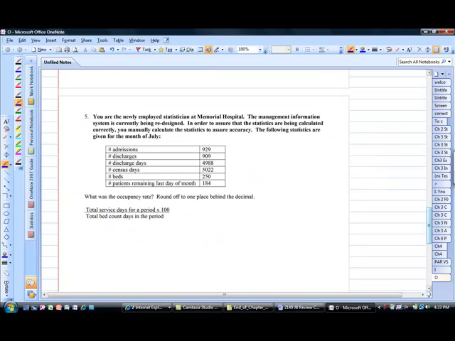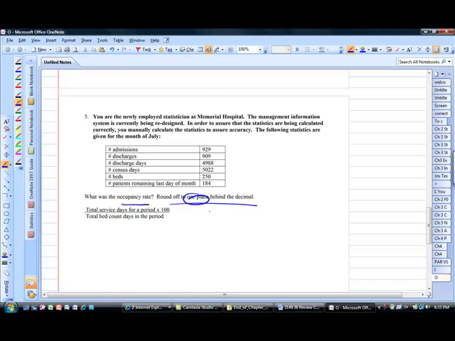Statistician at Memorial Hospital, the management information system is currently being redesigned. In order to assure that the statistics are being calculated correctly, you manually calculate the statistics to assure accuracy. The following statistics are given for the month of July. It says what is the occupancy rate, and it wants us to round off to one place past the decimal.